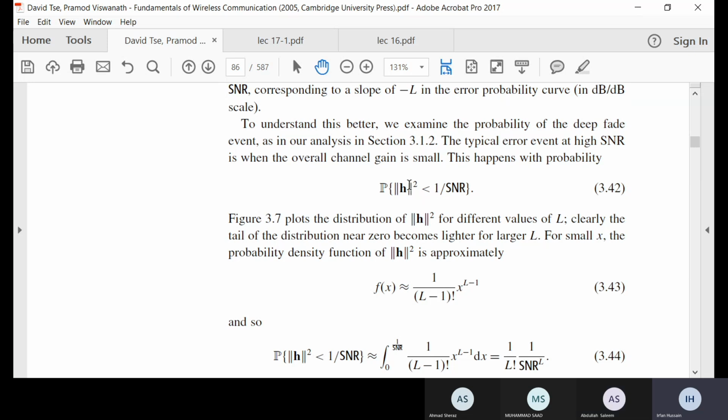Now as we did there, we have to do here. There, when we wanted to find the probability, it was h, simple h scalar mod square less than 1 over SNR. How can I find the probability? You said no problem, you will take the distribution of h mod square, h scalar mod square, and integrate from 0 up till 1 over SNR. That will give you the probability that your random variable is less than 1 over SNR. Here you will take the distribution of your chi-square distribution and calculate the probability that it is less than 1 over SNR.